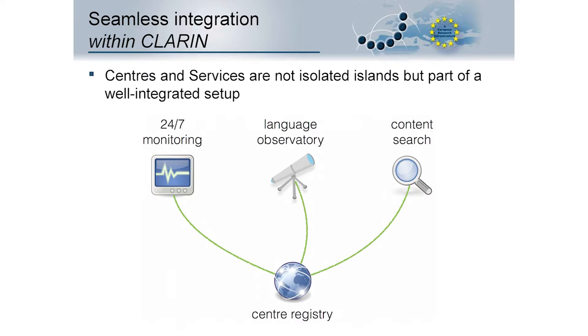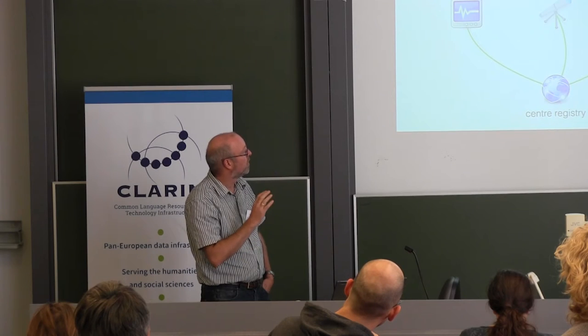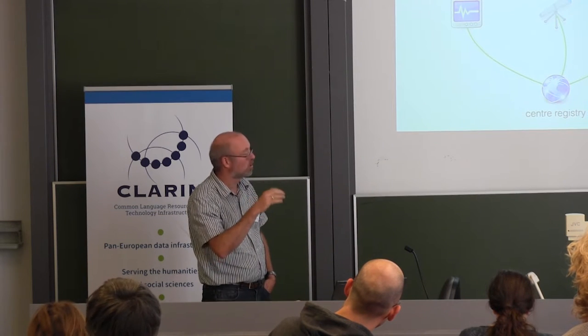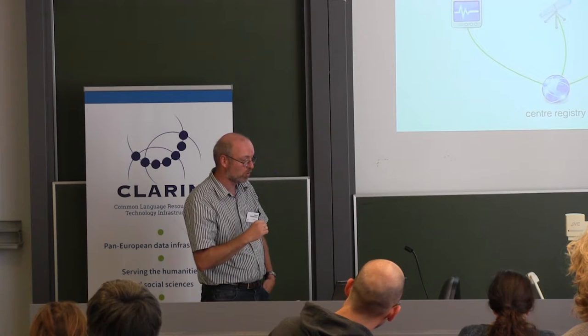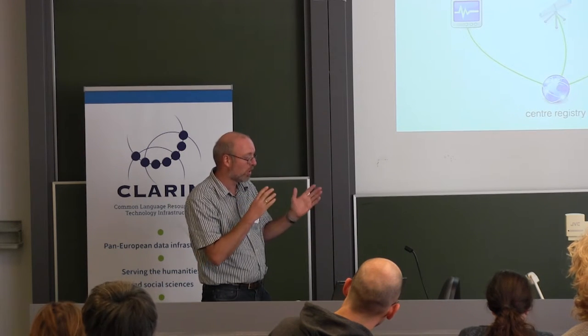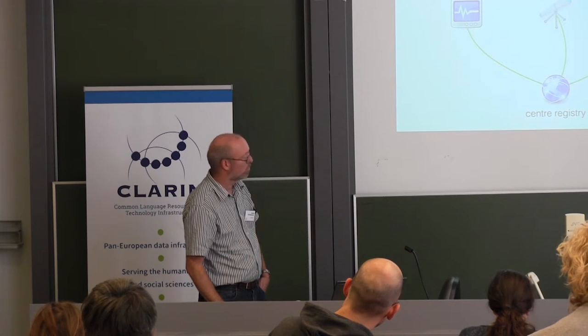They are really well connected using this central service, which is the center registry, which actually provides the information on what are the endpoints at the various services, which can be monitored, and then they provide the information to the central services, which can then access these local services. So it means that using the central CLARIN services, you can access a lot of local services.